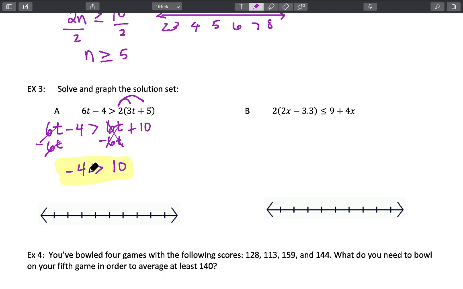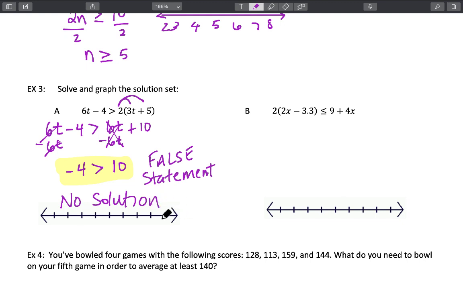That's the question. No, -4 is never greater than 10, and because you come up with a false statement here, there are no solutions to this inequality. So here we're just going to say no solution, and if we tried to graph no solution on our number line, it would just be a blank empty number line.